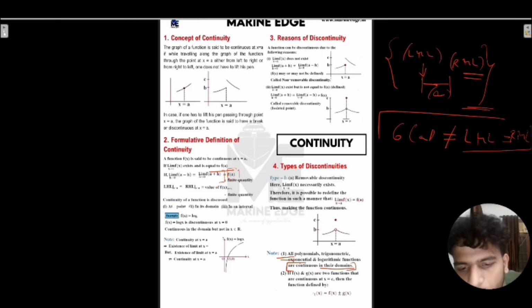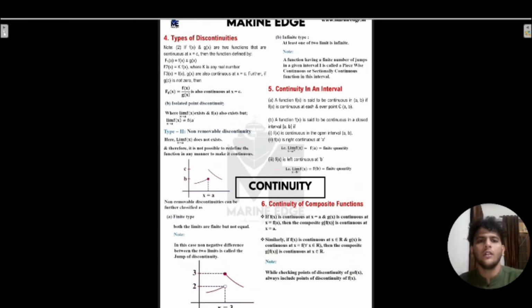If f(x) and g(x) are two functions that are continuous at x equals c, then the function defined by f1(x) equals f(x) plus g(x) is also continuous. Yes, I think this is clear to you guys. If f(x) and g(x) are continuous at x equals c, then the functions f1(x) equals f(x) plus or minus g(x), and f2(x) equals k times f(x), where k is any real number, and f3(x) equals f(x) times g(x), are also continuous at x equals c. Further, if g(c) is not 0, then f4(x) equals f(x) upon g(x) is also continuous at x equals c.